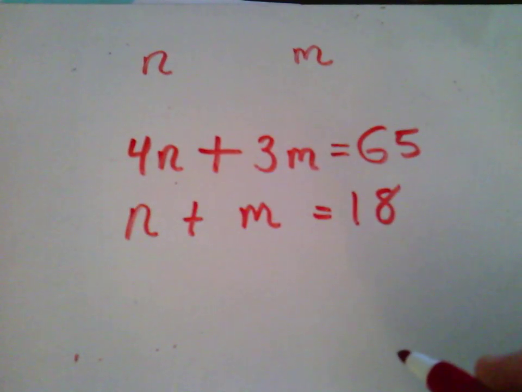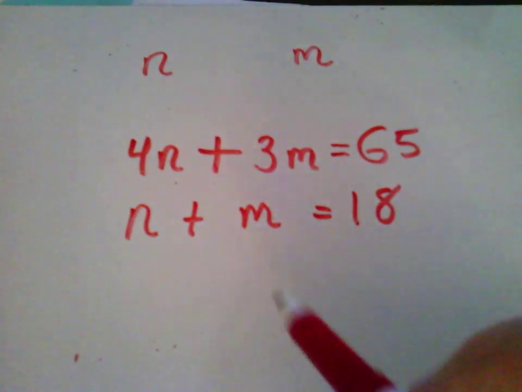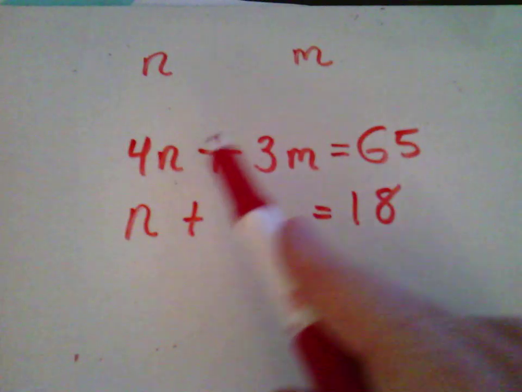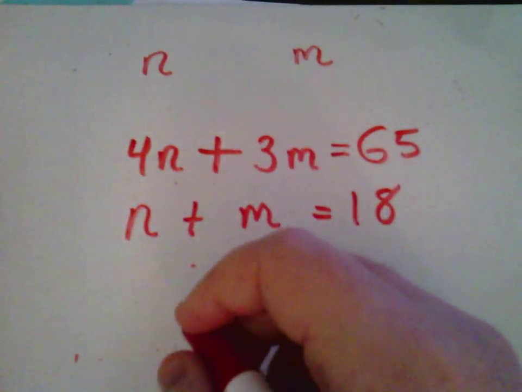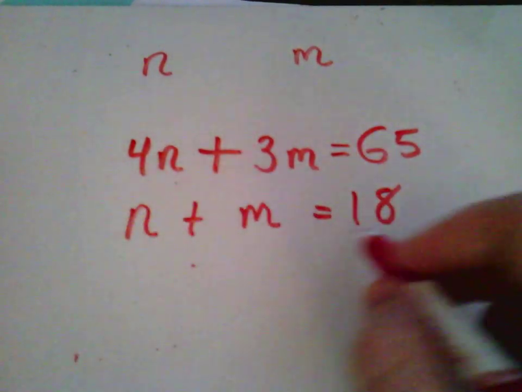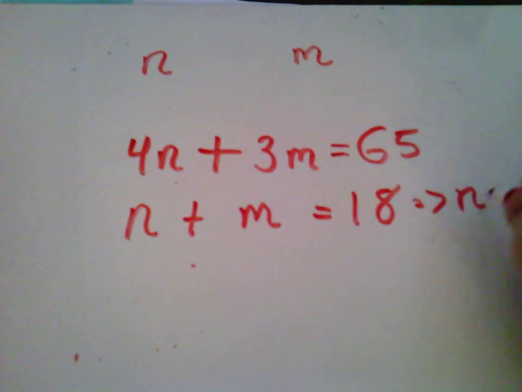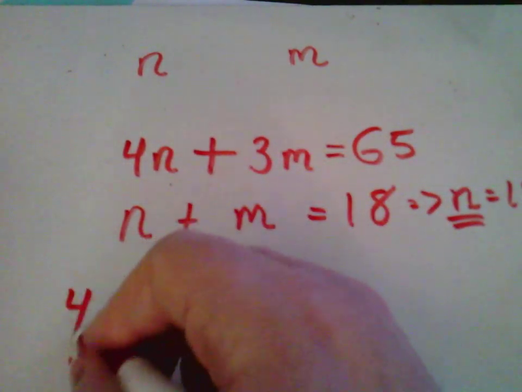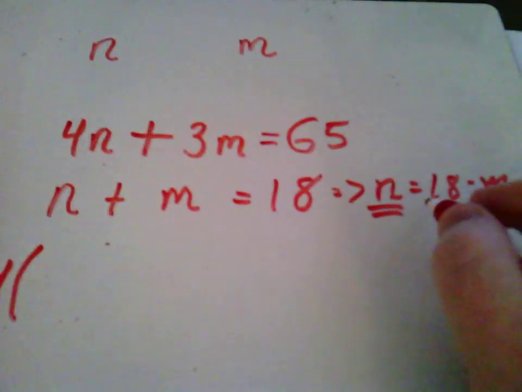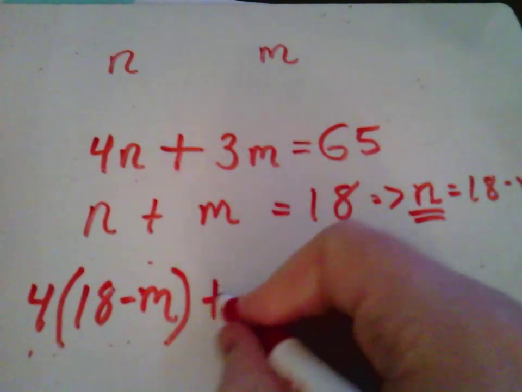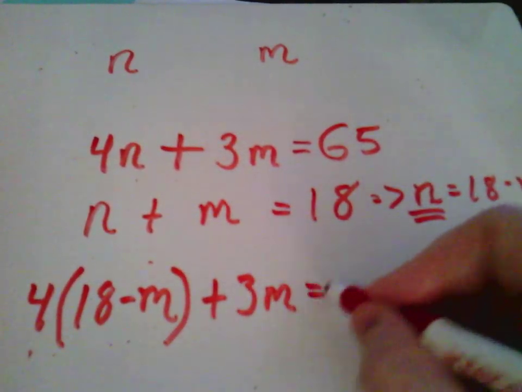Now, let's solve it. Let's determine what the solution is. Let's see what makes this true. When do these two lines intersect? At what value of n, comma, m? Solve it by substitution. Subtract m from both sides of this one down here. n is equal to 18 minus m. Take this n, substitute it in up here. 4 times 18 minus m plus 3m equals 65.